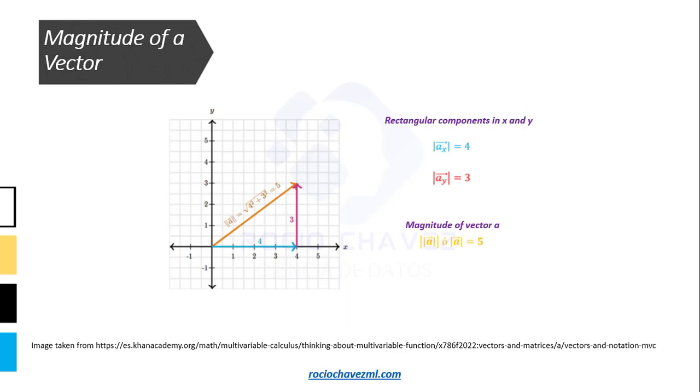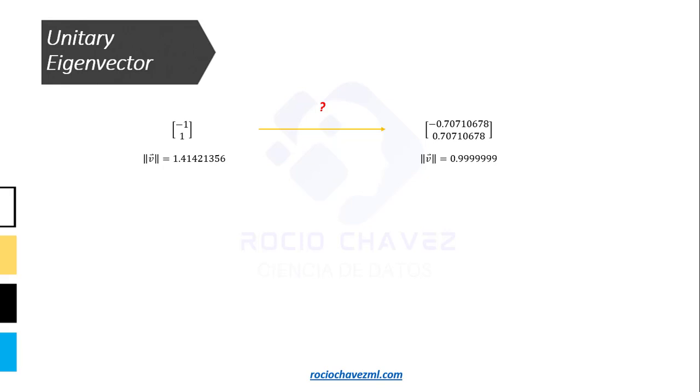In this slide, I show you how to calculate the magnitude of a vector, just as a reminder of how it is done. The magnitude of a vector is equal to the square root of the sum of its components squared. In this case, it is equal to the square root of 4 squared plus 3 squared, which gives us a result of 5. You may wonder how programs calculate and deliver us unitary eigenvectors. Here's how it is done.